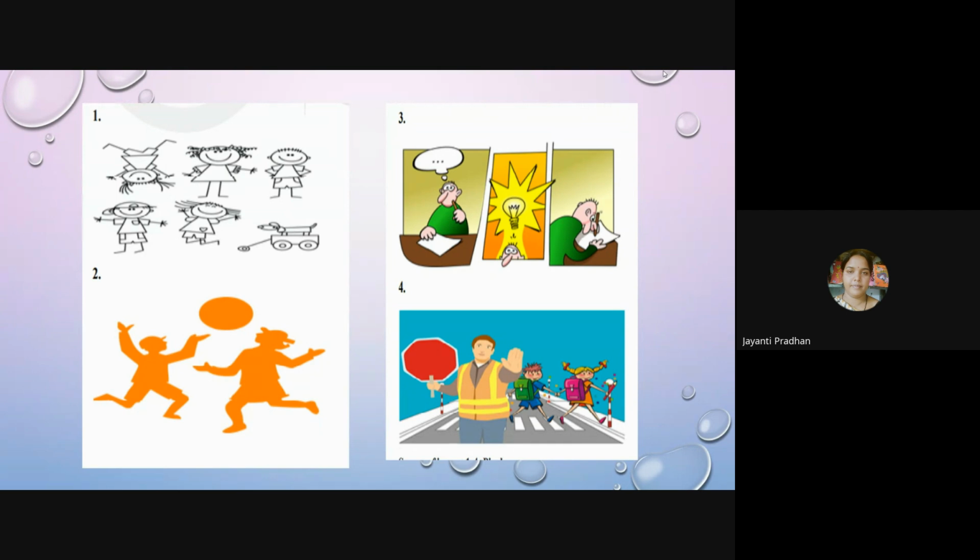In the first one, 6 images are there, but they are not interacting with each other. They are individual images, isn't it?